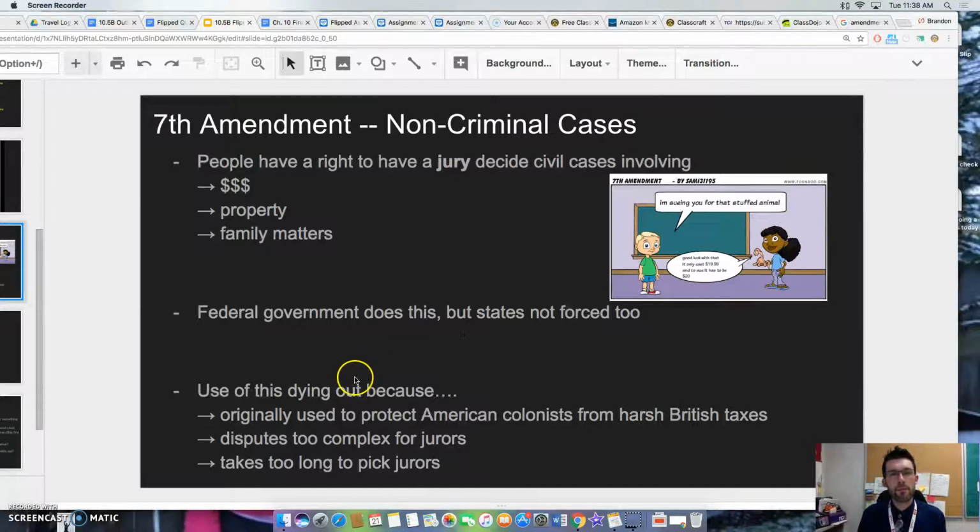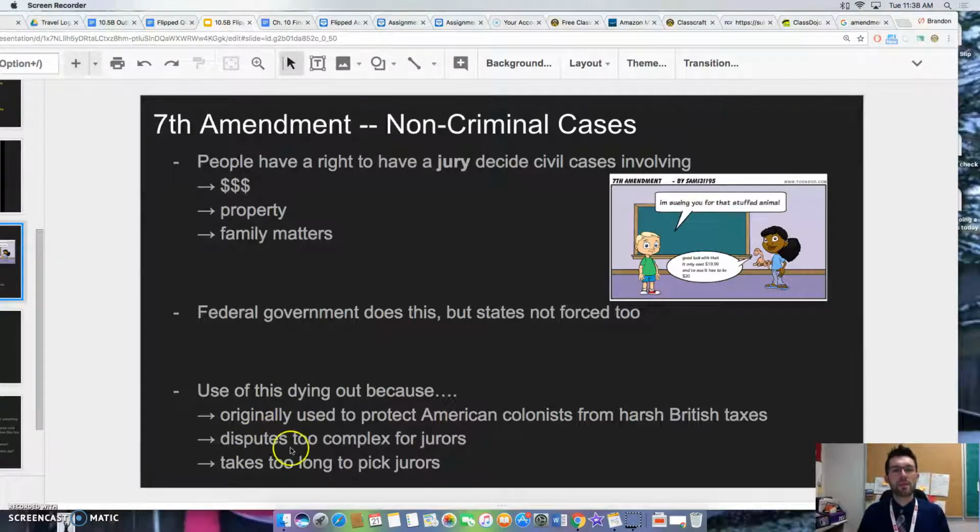The use of the Seventh Amendment is slowly dying out, and there are three main reasons why this is happening. For the first reason, we have to look back at why the founders originally decided to put the Seventh Amendment into the Bill of Rights. The original thought they had in mind was to protect people, because before the Revolution started, American colonists were not protected from harsh British taxes. So this is a way to protect people from harsh taxes or just anything that seemed to be out of their control that wasn't necessarily criminal.